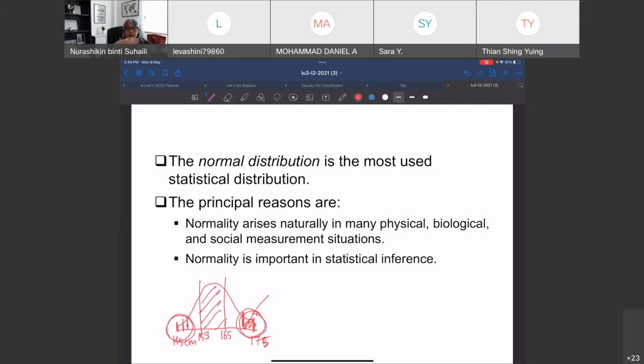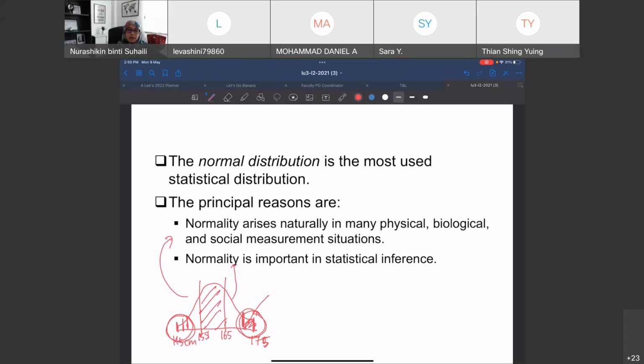So when I graph the distribution, I found out that it looks like a bell shape. So that is what is meant by this statement. So in many cases, in many observations, the distribution satisfies normality. Okay, so this is normality.